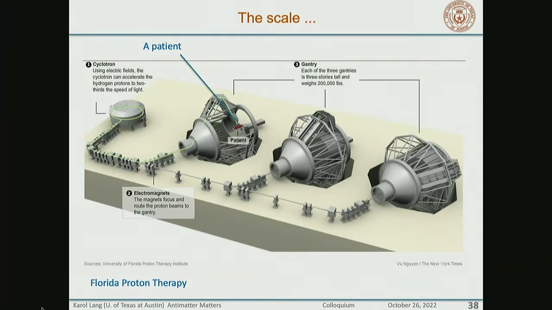And here's a center in Florida. This is the patient. This is the so-called gantry, which rotates the beam, and they actually use a cyclotron as the source of protons. They're typically either cyclotrons or synchrotrons that are used for producing the proton beam. So it's a massive scale. Okay.